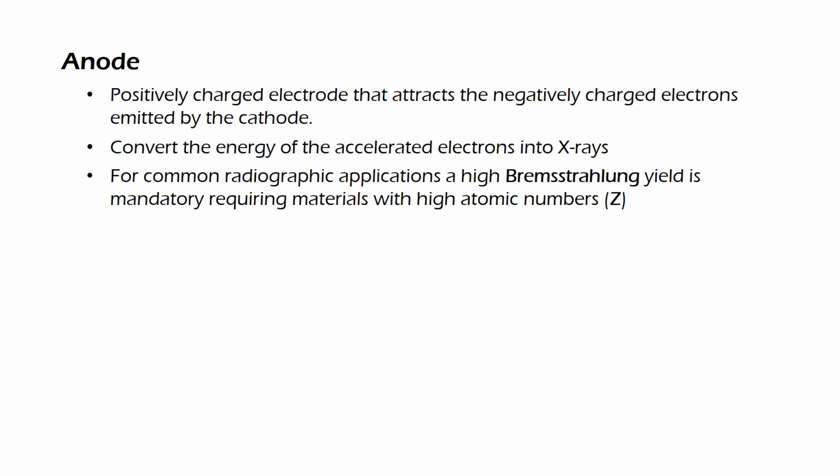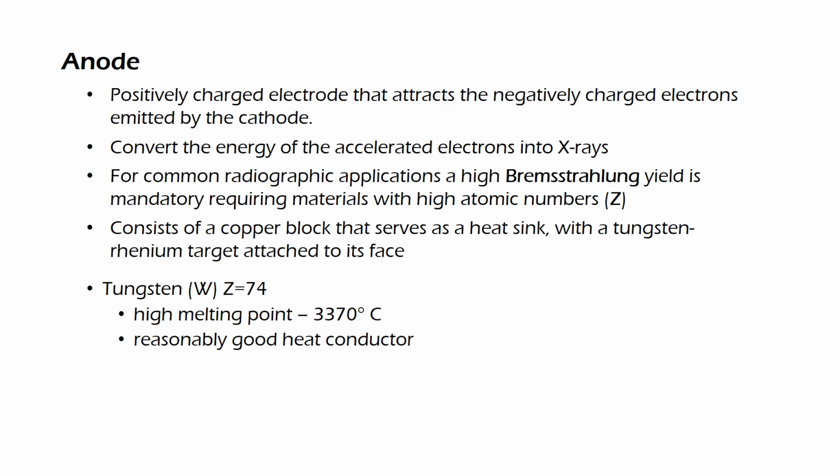The anode must be designed to withstand the high levels of heat generated during operation. The anode typically consists of a copper block that serves as a heat sink, with a tungsten-rhenium target attached to its face. The tungsten-rhenium target material is chosen because of its high melting point and thermal conductivity. The copper block that makes up the bulk of the anode serves as a heat sink, drawing heat away from the target and dissipating it into the surrounding environment.